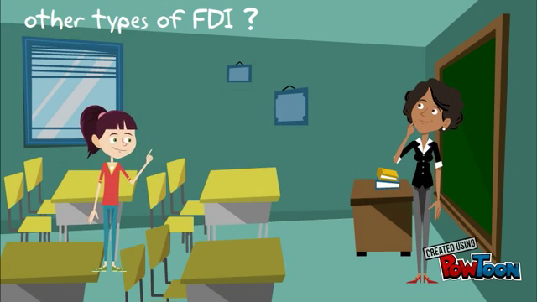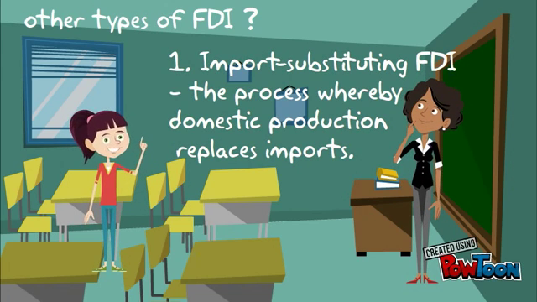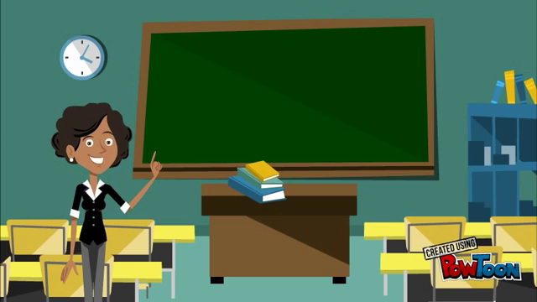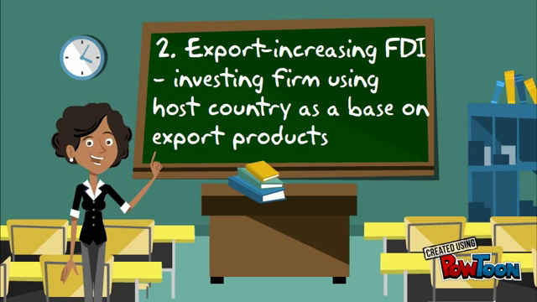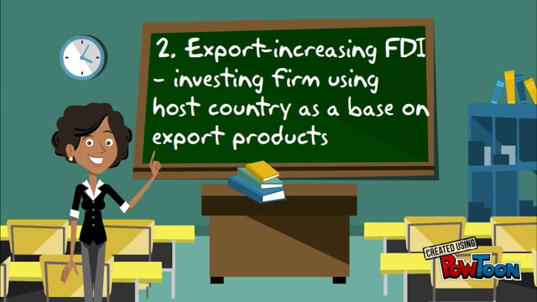Yes. There are many types of FDI, but today I want to tell you the basics. The first one is import substituting FDI, which refers to the process whereby domestic production replaces imports. Second is export increasing FDI, which is when the investing firms want to find new sources of inputs, such as raw materials or intermediate goods, with the intention of using the host country as a base to export the products to the host country's neighboring countries.